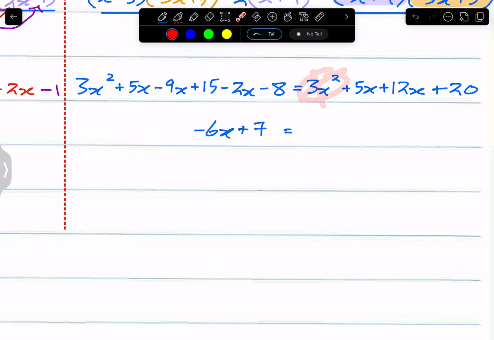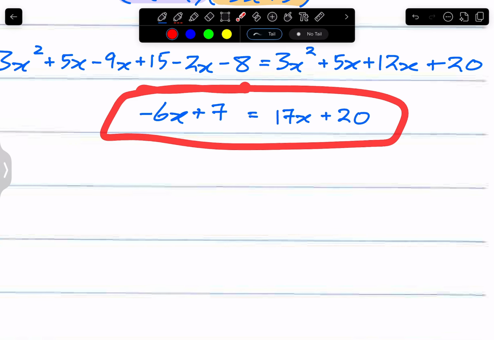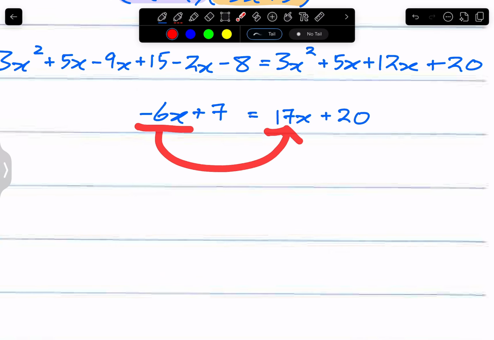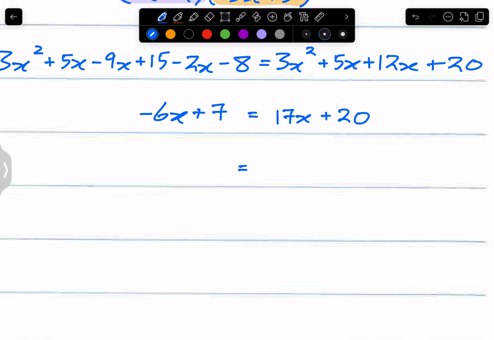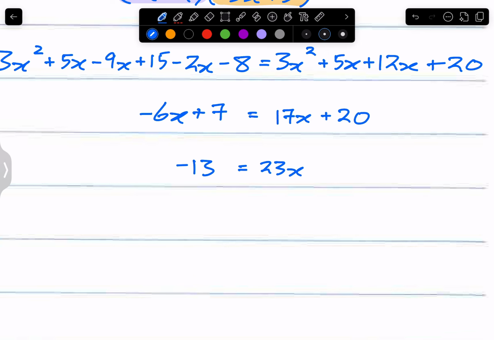We've already canceled out the 3x squared, so we just collect these two. These two make 17x. And the 20, thankfully, is just on its own. And from this point, I hope you can notice that this is just a regular linear equation. For this, I'm going to move the negative 6x to here. That gives us 17 plus 6 is 23x. And I'm going to subtract 20 on this side. So 7 take away 20 is negative 13.